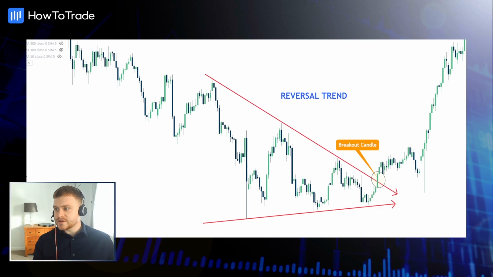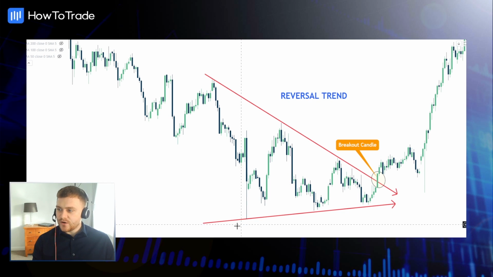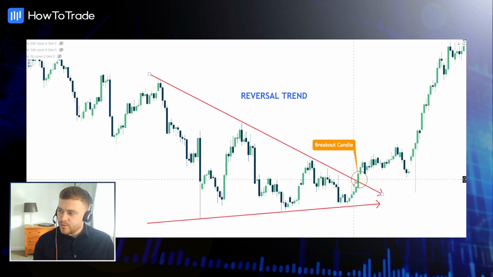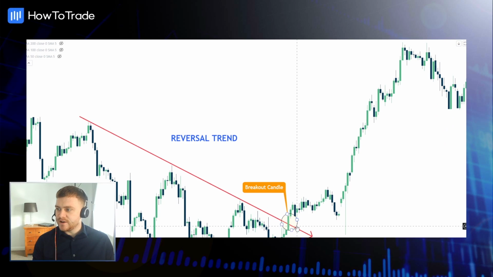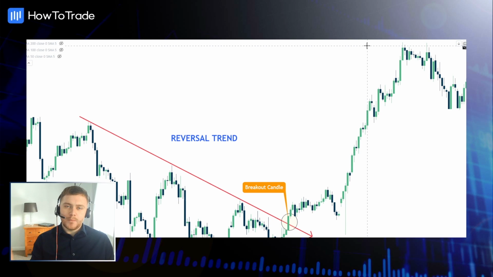Now, when we get these drawings on, we can see at the end of this downtrend, we have these converging lines, and that's where our wedge forms. Now, we want to wait for this breakout candle. When we get that breakout candle above our trend line, you can see that the momentum has completely shifted in the market, and now we're trading bullish and to the upside.